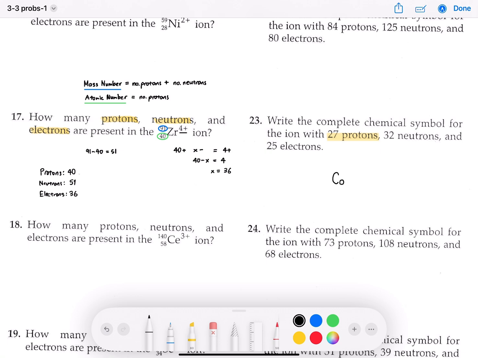Then, like this, we write the atomic number on the bottom. The mass number is the sum of these two. 27 plus 32 is 59, so we write 59 up here. And this charge number we determine by comparing these two. There are 27 positive and 25 negative, which means the net positive charge is 2. So we write 2 plus, and this over here is going to be our final answer.